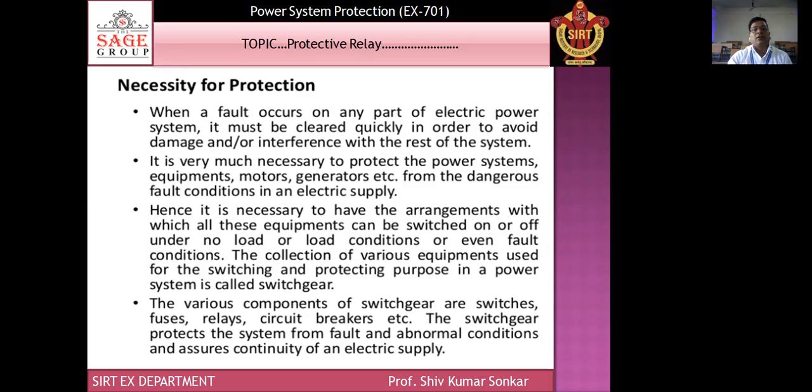The collection of various equipment used for switching and protective purposes in a power system is called switchgear. The various components of switchgear are switches, fuses, relays, circuit breakers, etc. The switchgear protects the system from faults and normal conditions and ensures continuity of the electric supply.